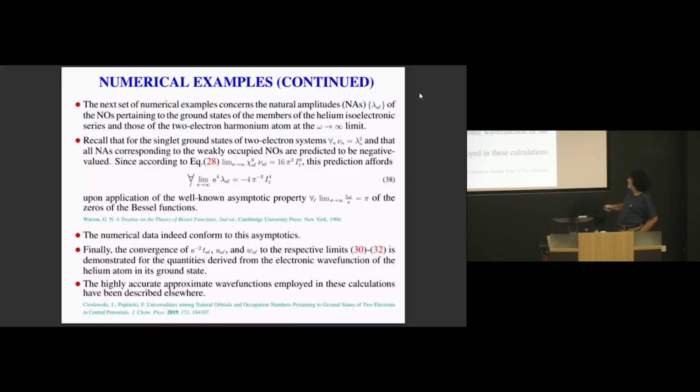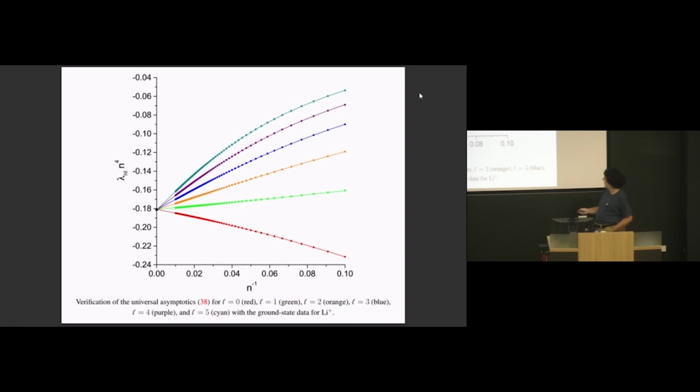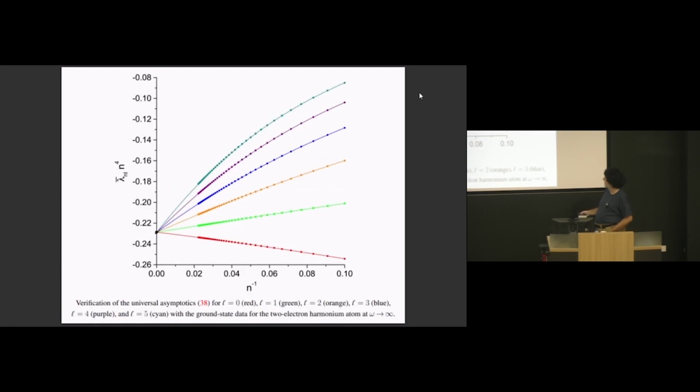I can also look at the occupation numbers or natural amplitudes. So I should get a common limit, and here are the asymptotics. This is for helium, different values of angular momentum. This black dot is what one gets from the theoretical prediction. You can see that they all go to that limit. We have helium, lithium plus, beryllium 2 plus, boron 3 plus, harmonium. Same story everywhere. We get asymptotic agreement, as we should.